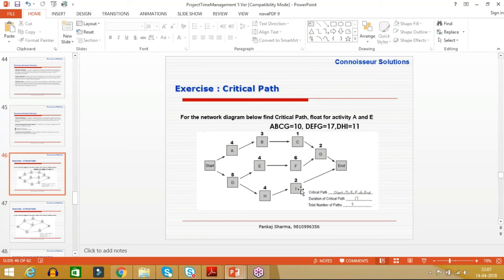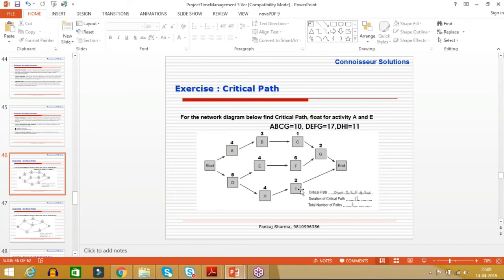The amount of delay that we can afford on any activity on a project network diagram is called float, or total float, or slack, or total slack. It is known by 4 terms: float, total float, slack or total slack. This is a project network diagram, and the amount of delay that we can afford on any activity on it is float. For the critical path, the float is always equal to 0.